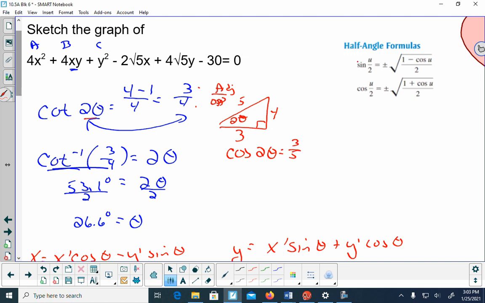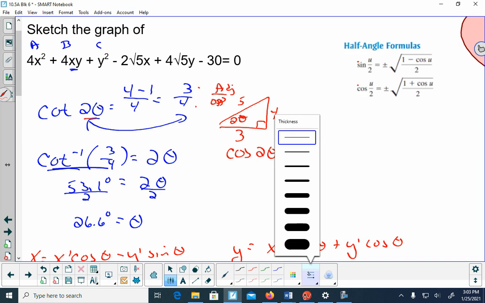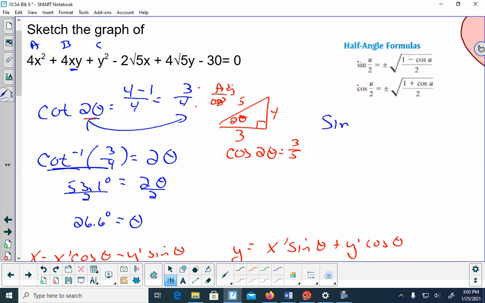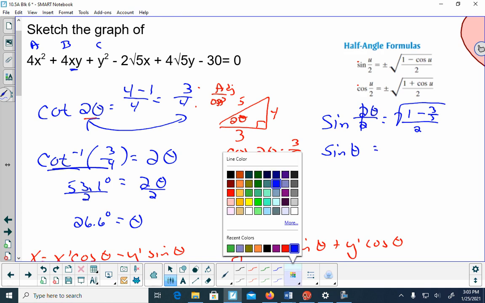I'm going to use these two formulas to find my sine and cosine of just 1 theta. So let's do sine first. Let's think of u as 2 theta, divided by 2. Well, 2 theta divided by 2 will just give me theta, and that's what I want. The sine of theta is going to equal the square root of 1 minus the cosine of 2 theta, which we just said was 3/5, all over 2. So I'm going to think of that 1 as 5/5.